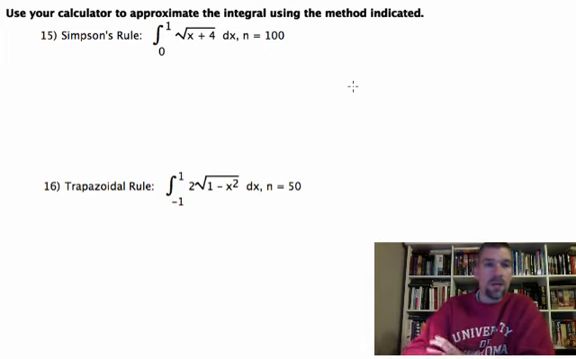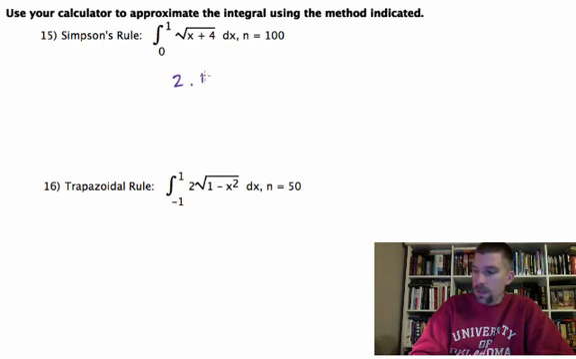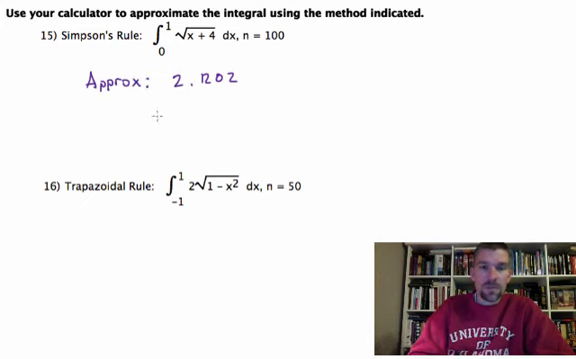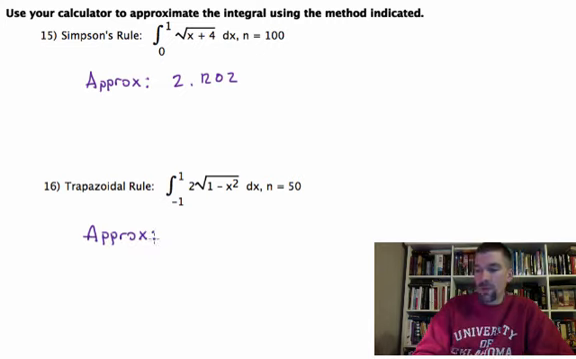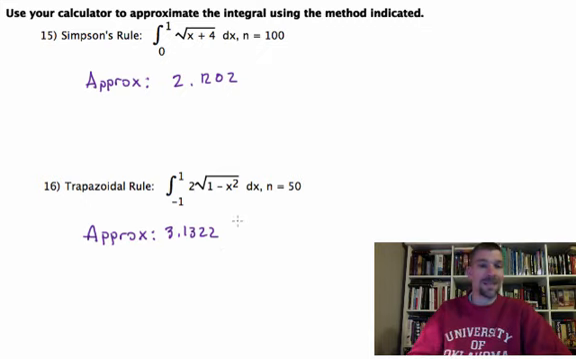Okay, time's up, and I'm going to give you the answers. For 15, which you should have, just in case you don't, it should come all the way down to 2.1202. And remember, these are approximations, not exact answers. The reason they're approximations is because we are estimating area with shapes that are rectangles and trapezoids. That's not a perfect fit for a radical. Down here, the approximation for the trapezoidal rule, again on your calculator with the program, is going to be 3.1322. All right, so there you go. Good luck.